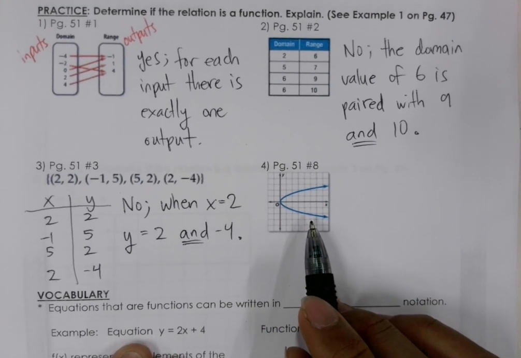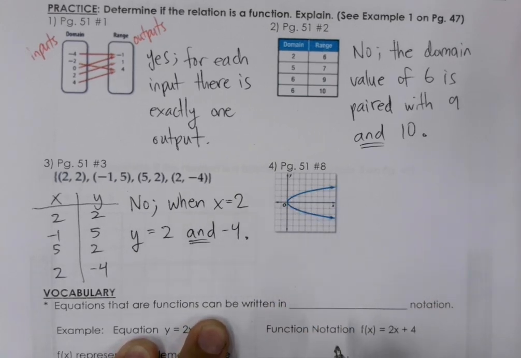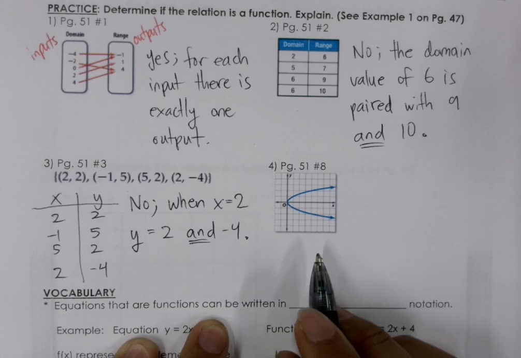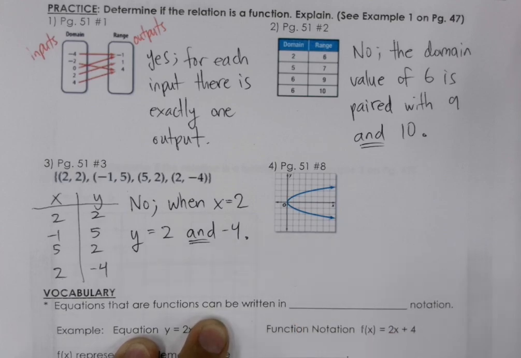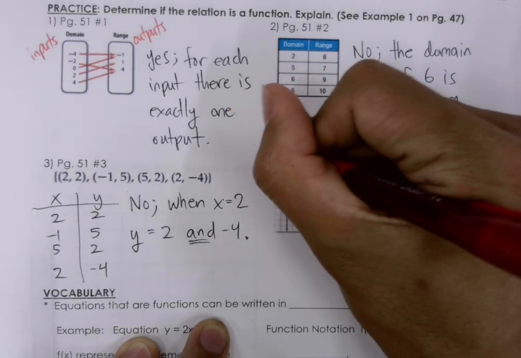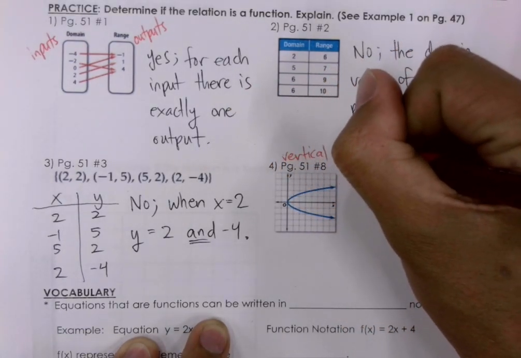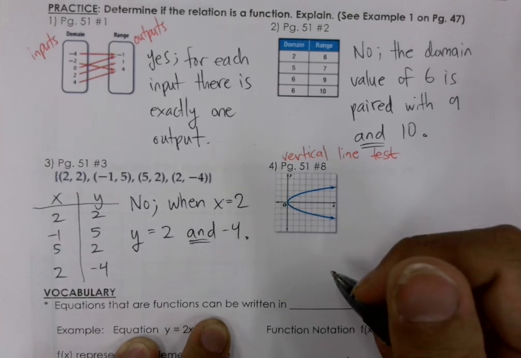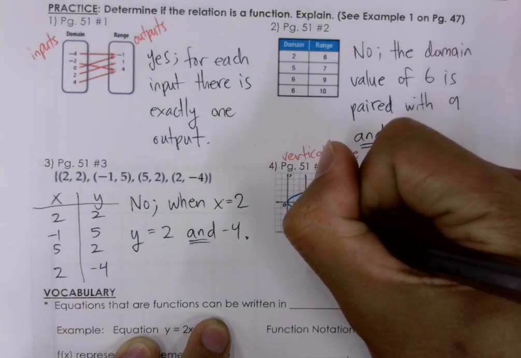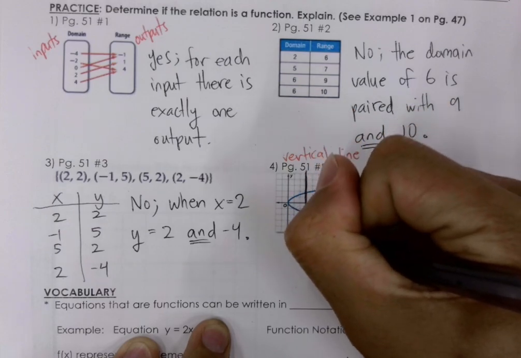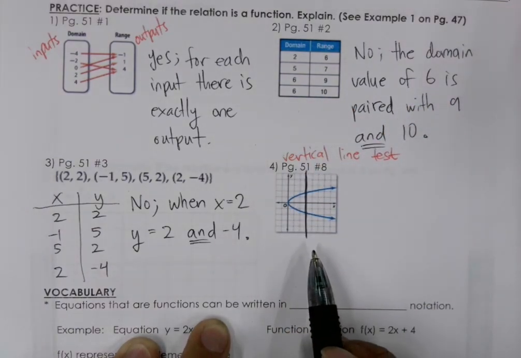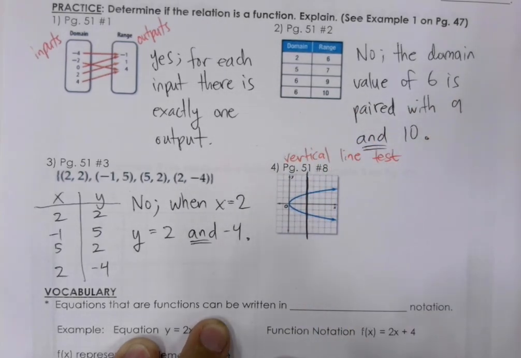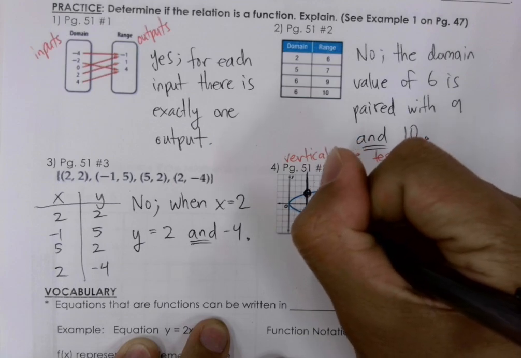Alright, looking at number 4, we're given a graph. And for the graph, we can apply the vertical line test. What does the vertical line test tell us? If we place a vertical line anywhere on the graph, it can at most go through one point in the graph. So if you look here, we have a vertical line, and it goes through 2 points on the graph.